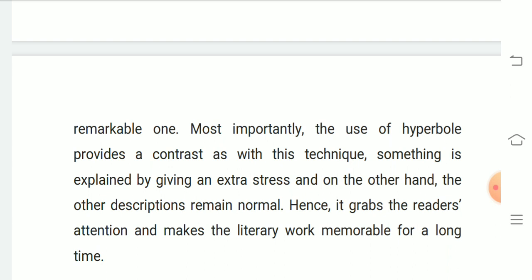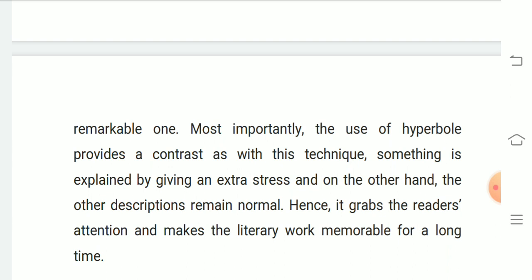The most important thing, the use of hyperbole provides a contrast, as with this technique, something is explained by giving extra stress, and on the other hand, the other descriptions remain normal. Hence, it grabs the reader's attention and makes the literary work memorable for a long time. So, this is all about hyperbole.